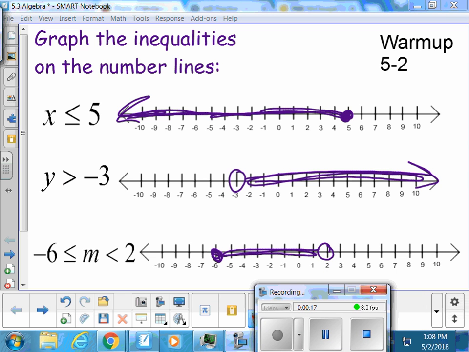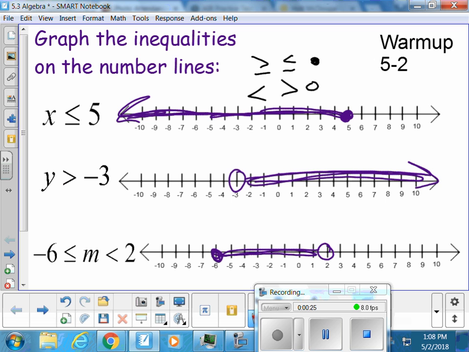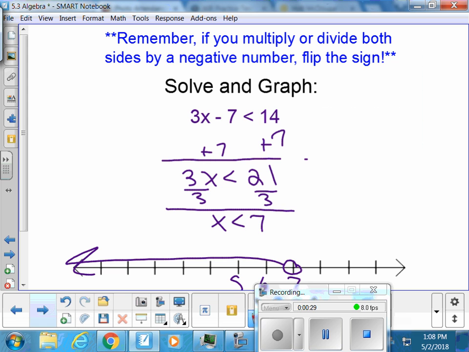So we just want to refresh that these symbols, less than or equal to and greater than or equal to, use closed dots, and these symbols use open dots. We actually already did one problem. We solved it normally by adding the 7 to the other side and dividing by 3, and we got x is less than 7, and we graphed it.